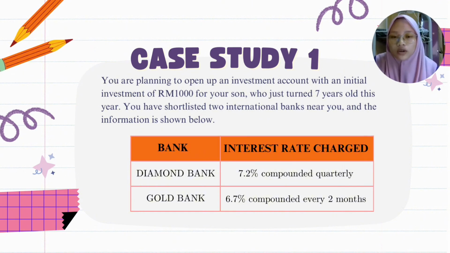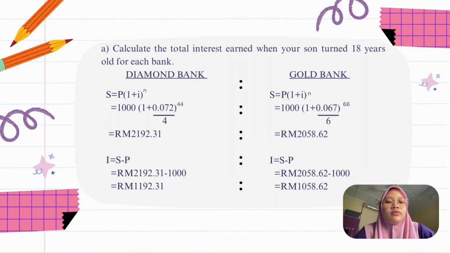You are planning to open up an investment account with an initial investment of 1,000 for your son, who just turned 7 years old this year. You have shortlisted 2 international banks near you, and the information is shown below. Diamond Bank 7.2% compounded quarterly, Gold Bank 6.7% compounded every 2 months. Calculate the total interest earned when your son turned 18 years old for each bank.